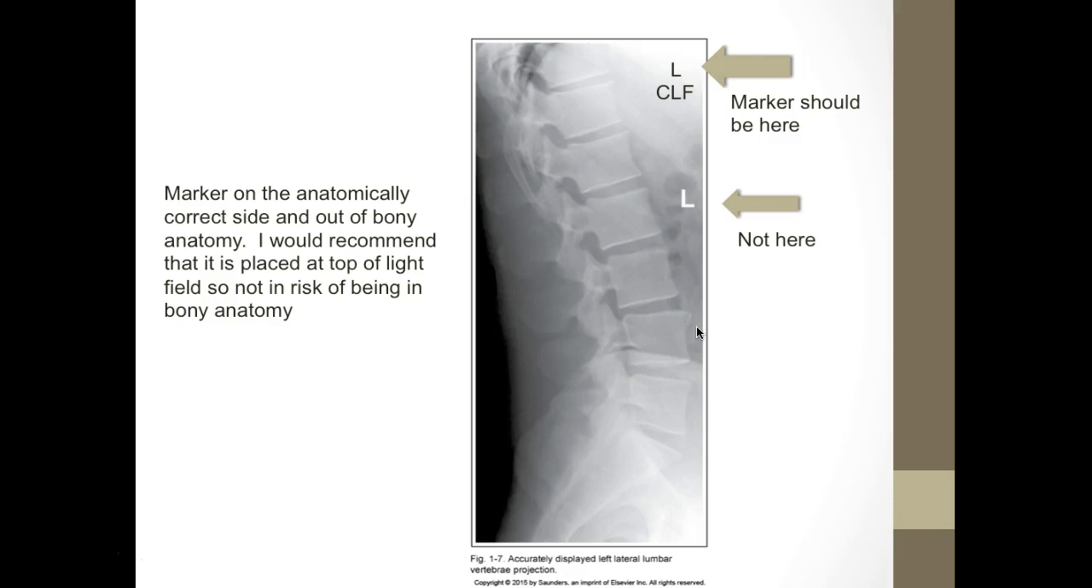Okay, so here on this lumbar spine, they got the marker in, they collimated nicely, which is good. So the marker is on the anatomically correct side. I don't like the marker where it's at. I usually put it at the top of the light field, and I put it on the cassette. If it's a DR system, a direct imaging system, I'll slide it under the patient. You are not supposed to put a marker on the patient. One, it magnifies it, distorts it. You should really have the marker on the table or on the imaging plate. So you can see here, I would put the marker right here and my initials.